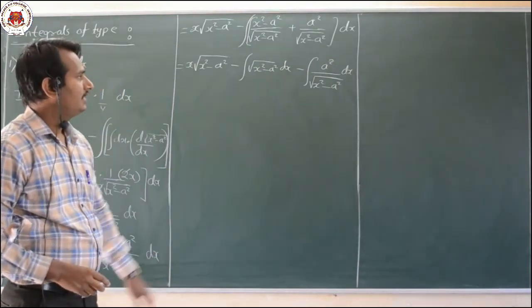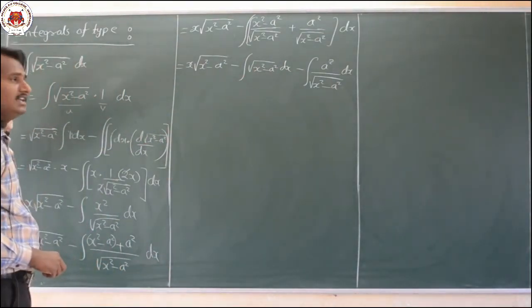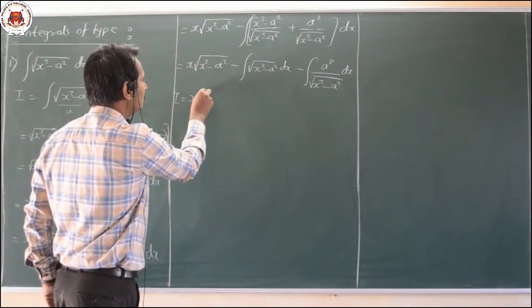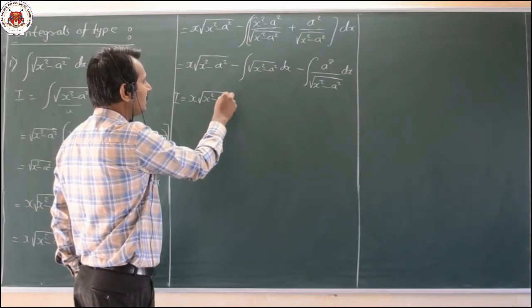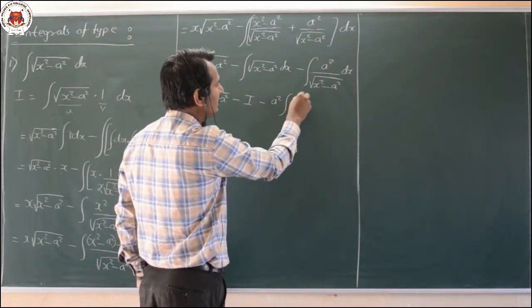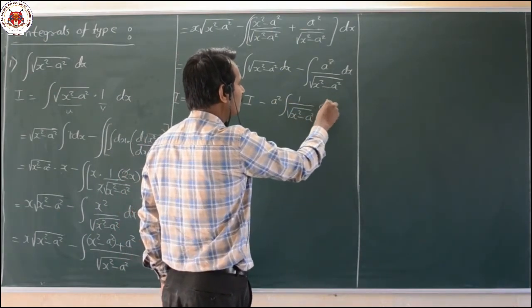Now, what is this value according to the given question? According to the given question, it is nothing but the I value. So I can write I equal to x into root of x square minus a square minus I, minus a square into integration of 1 divided by root of x square minus a square into dx.